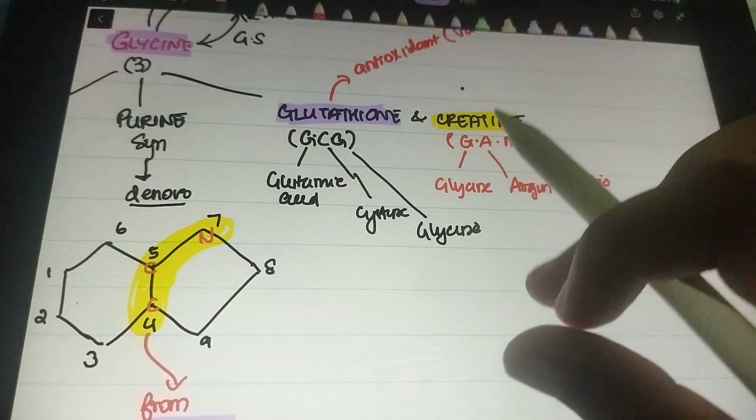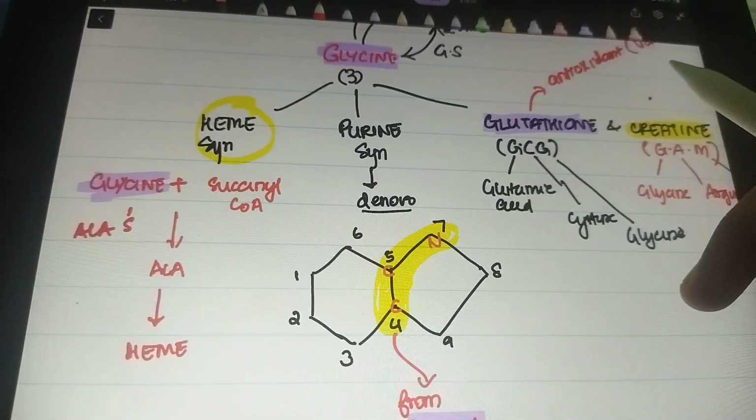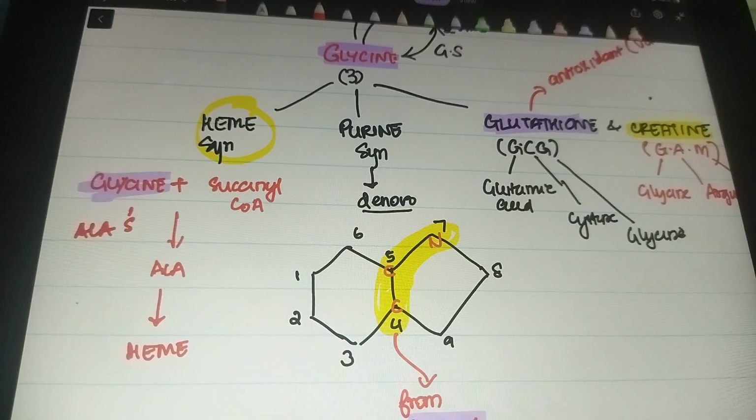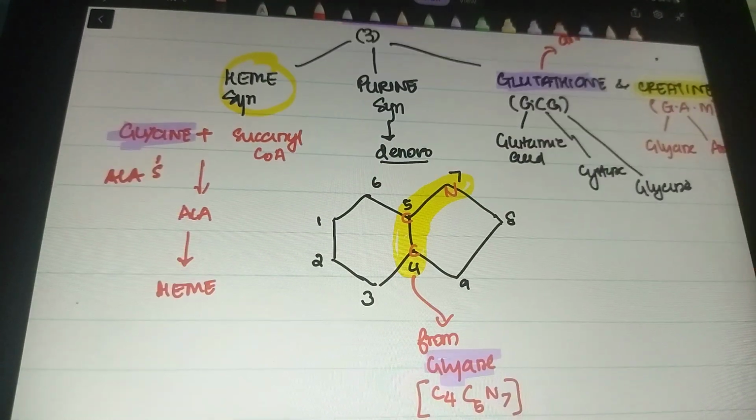So this is all about the use of glycine and the metabolic products from this glycine. These are anabolic products. Glycine is added up. So these are anabolic products of glycine. That's the total about glycine as an important and simplest amino acid ever present.